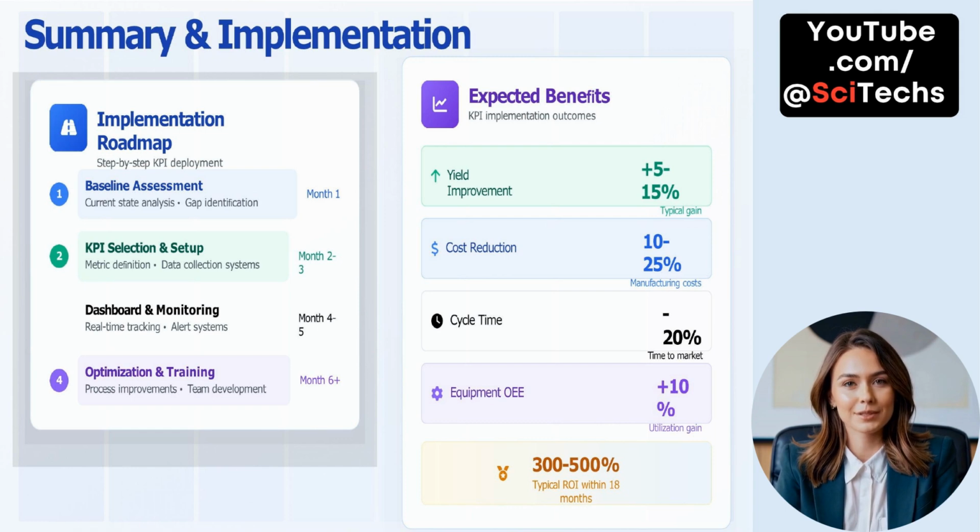The expected benefits are significant. Yield typically improves by 5–15%, while cost reduction ranges from 10 to 25%. Cycle time can decrease by 20%, and OEE often increases by 10%. With successful deployment, organizations can expect a 300–500% ROI within 18 months.